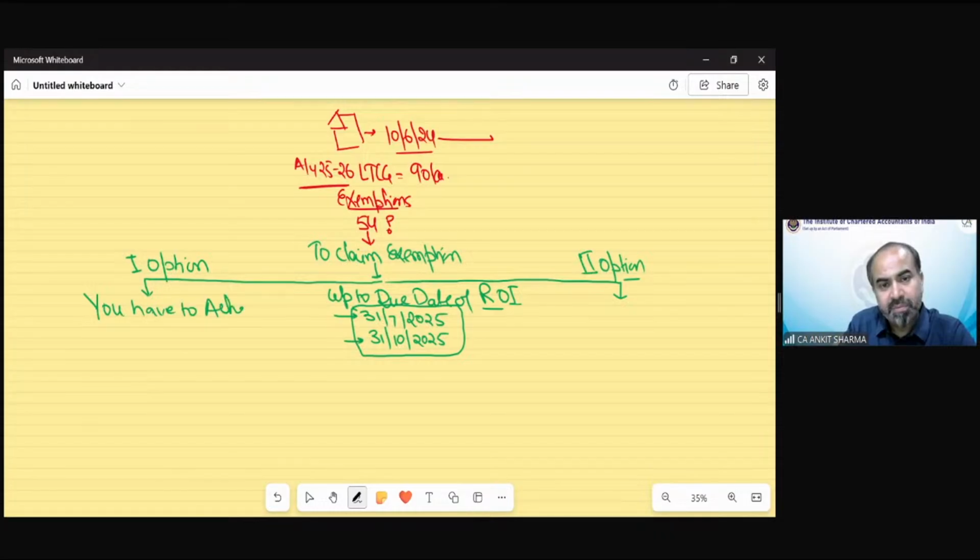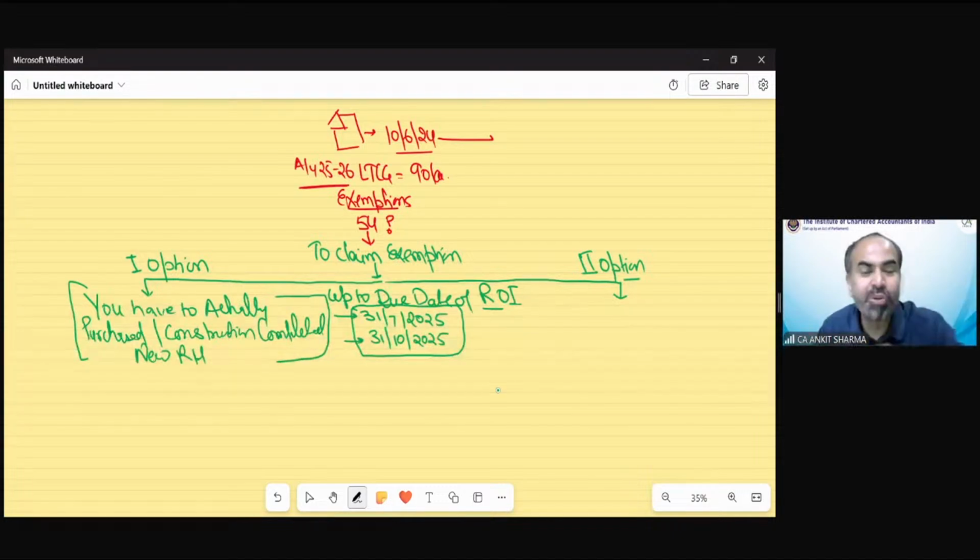actually purchase or complete construction of a new residential house to claim exemption. Up to which date? Up to 31st July or up to 31st October.